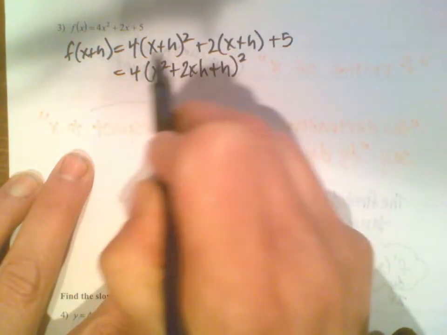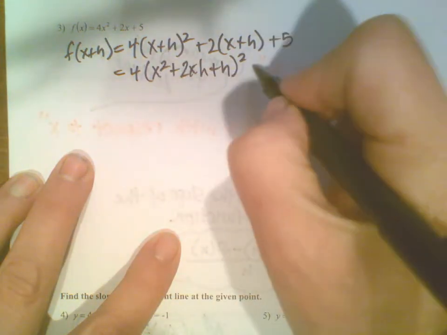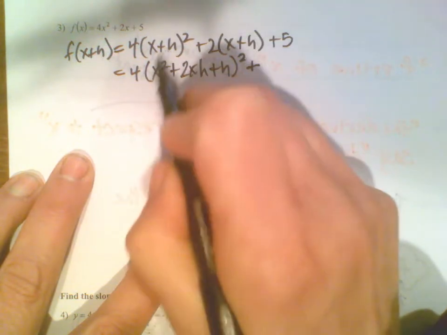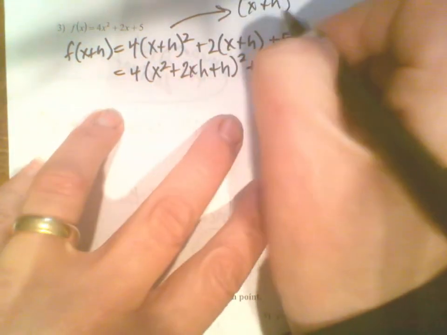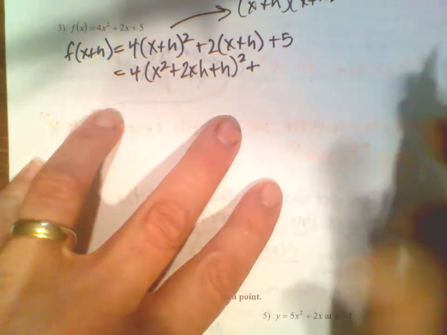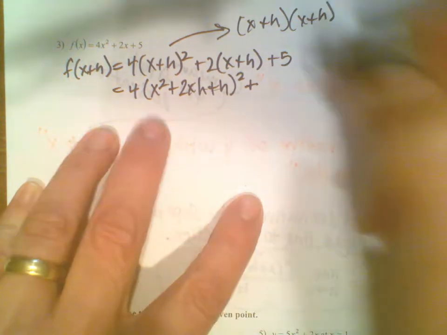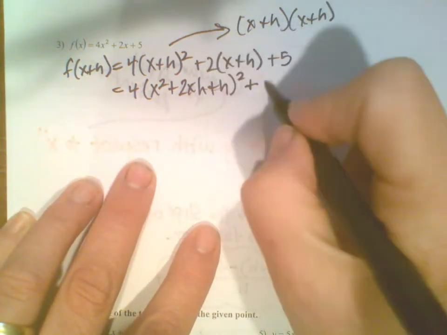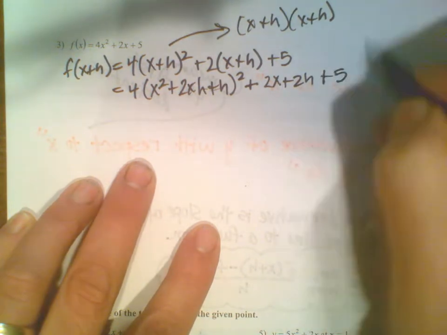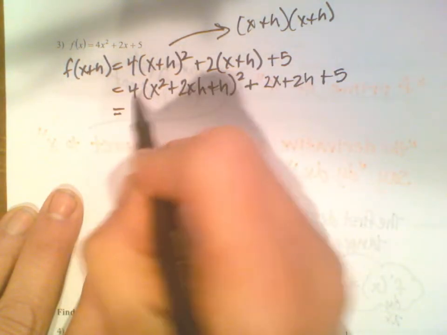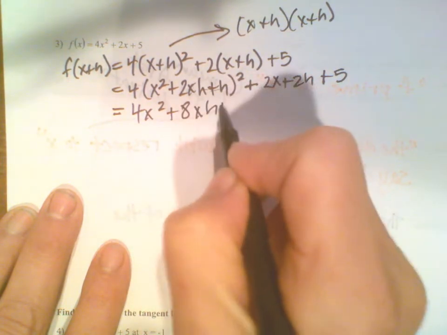A lot of people forget this. They want to just say it's x squared plus h squared. So don't forget to write that. This is x plus h times x plus h, and you have to distribute that through in order to get this value here. Then I'll distribute the 2 through: 2x plus 2h plus 5. I'm going to distribute the 4 in front: 4x squared plus 8xh plus 4h.